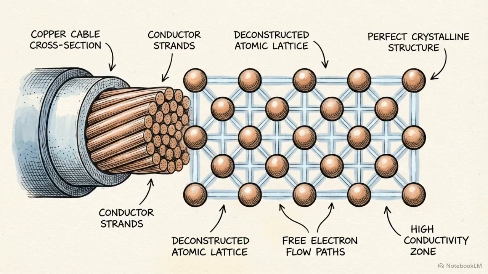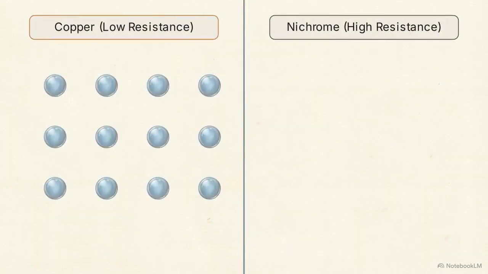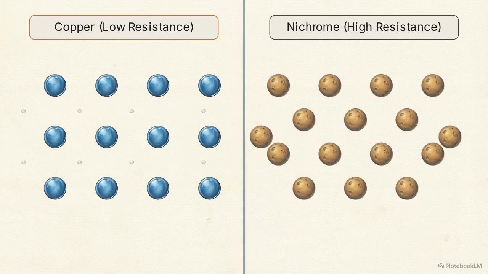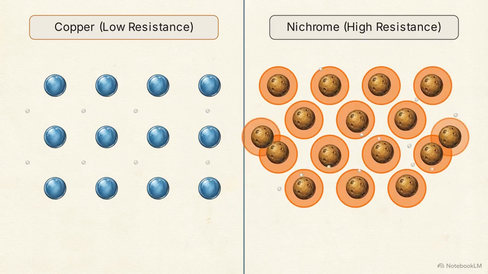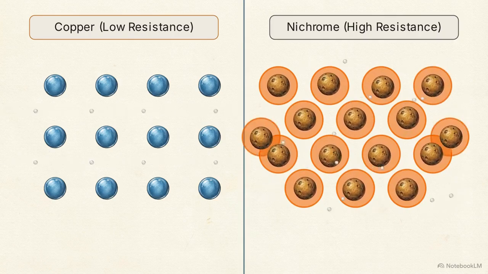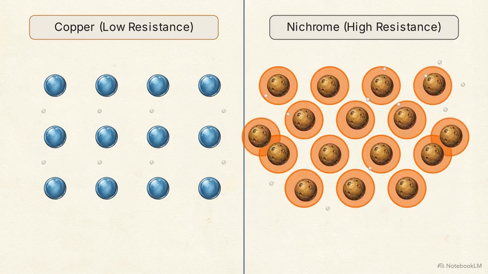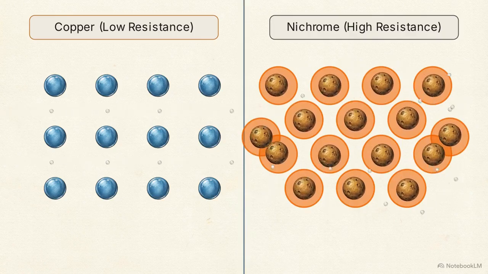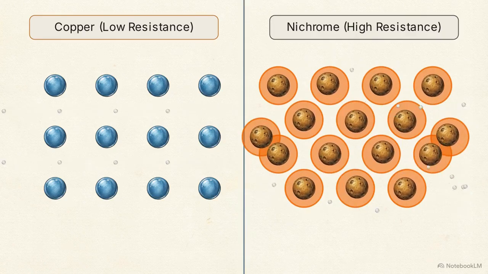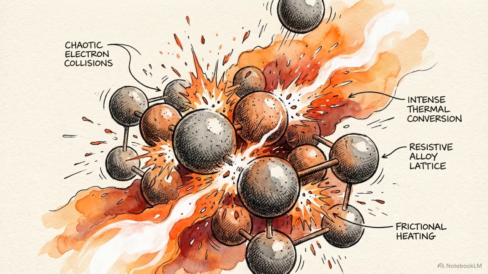To see this in action, we have to look past the wire and into the atomic structure of the metal. In the copper cord, atoms are arranged so electrons glide through in straight lines. Rarely colliding, the wire remains at room temperature. But the nichrome coil is an obstacle course. Electrons crash into the atoms, transferring kinetic energy and forcing the structure to vibrate. This is the source of the heat, billions of collisions between electrons and the high-resistance atomic lattice.